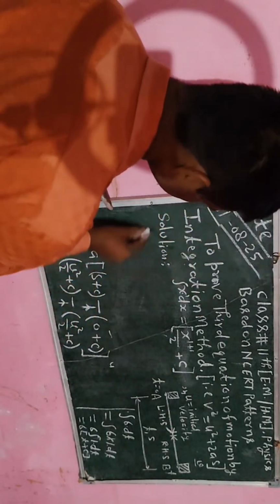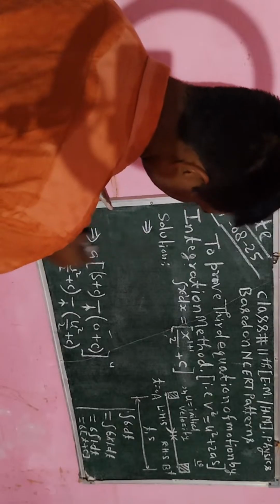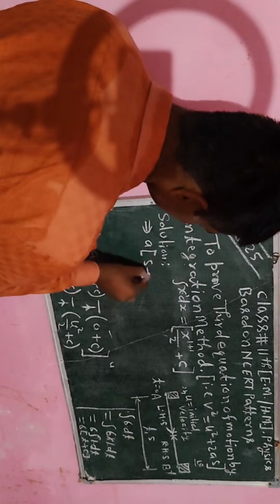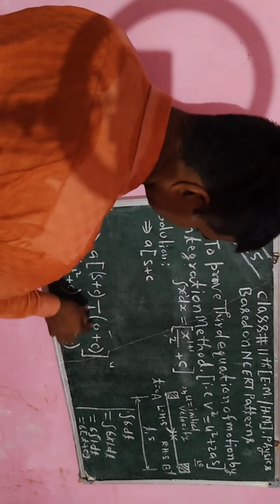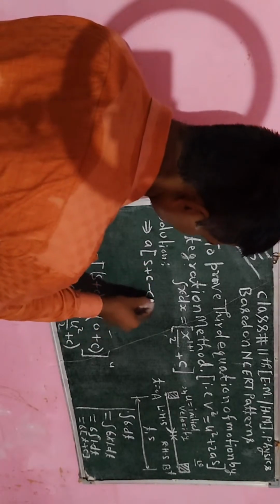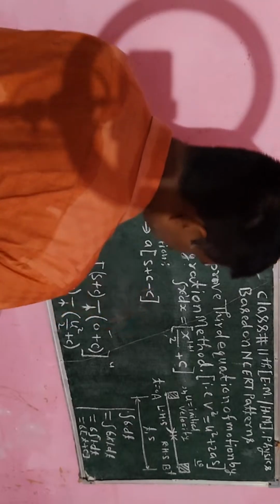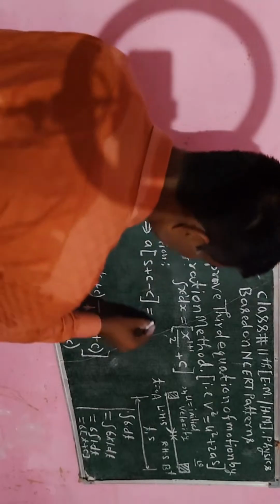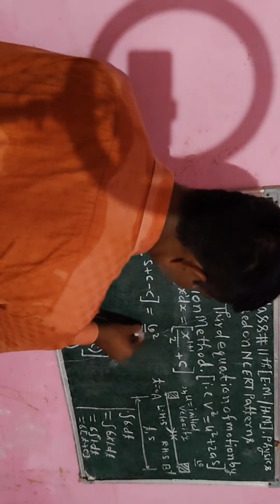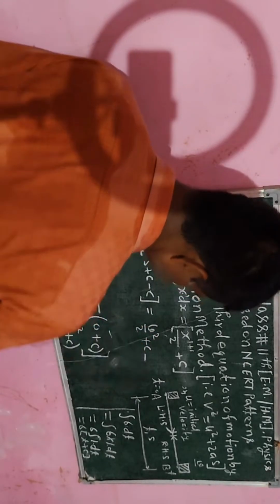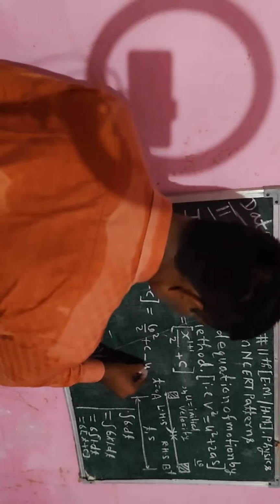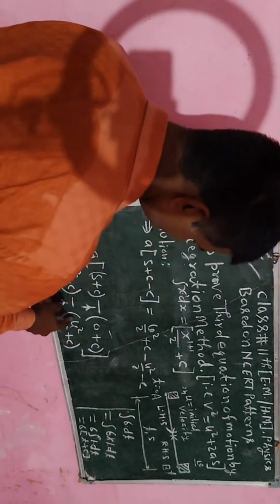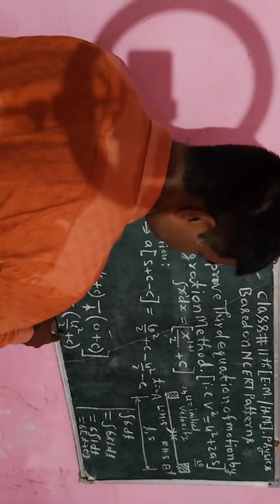Now here I have to write, implies that a, now in the bracket I will write s plus c. Now this minus sign will go, so it will also be minus c. Okay, so I can write like this. Now on the right hand side I have to write v square by 2 plus c, and here will be minus u square by 2 minus c, because the minus sign will go with this term and also with this term.